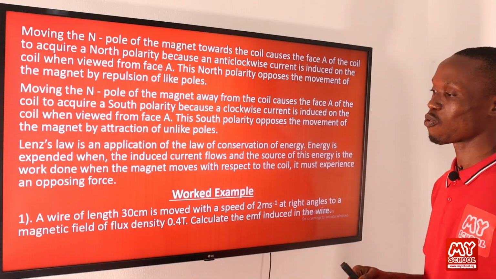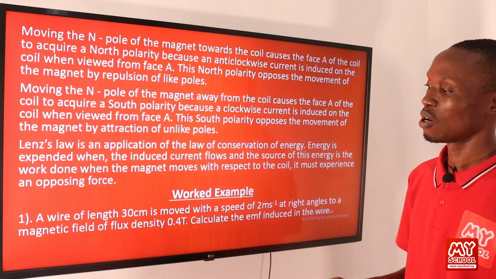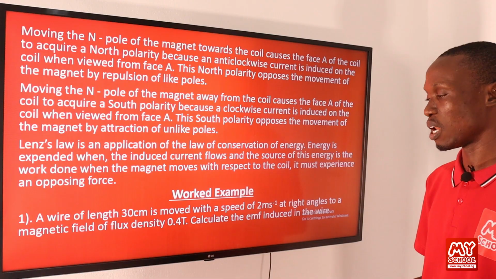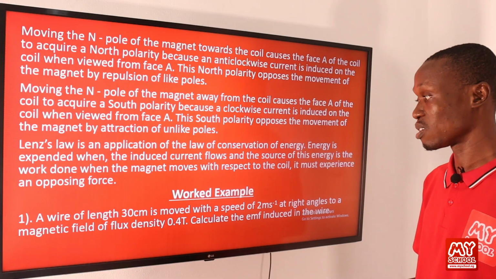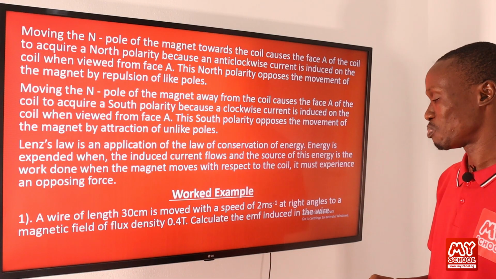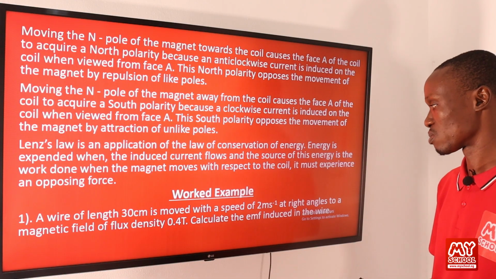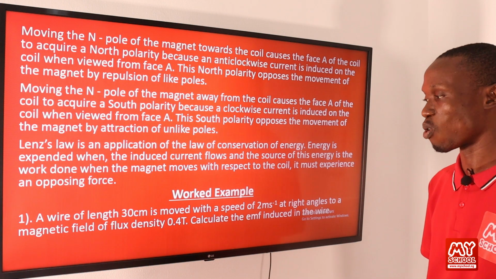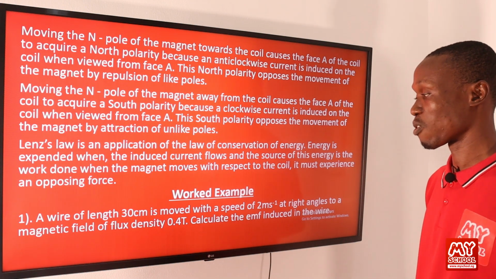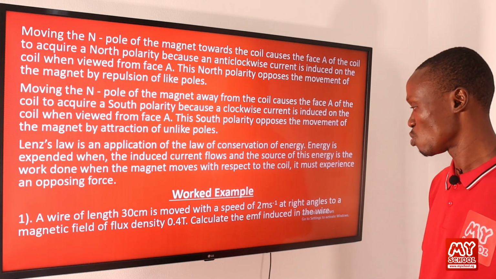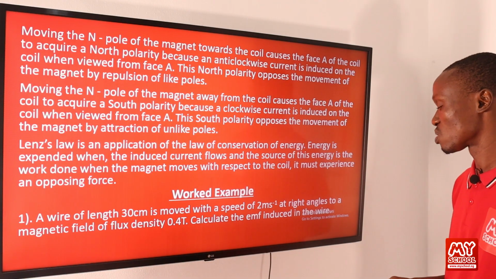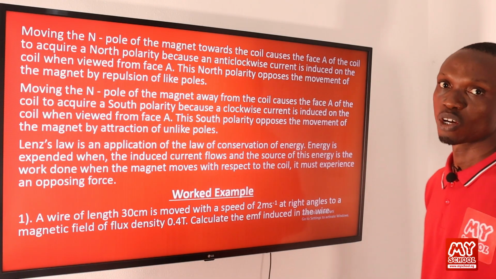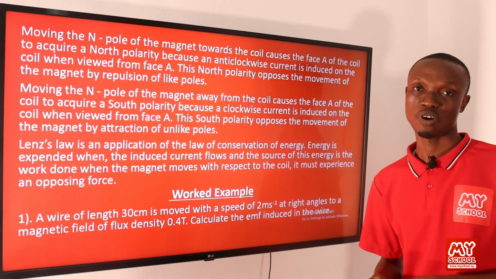So here's an example for us to lay our hands on. A wire of length 30 centimeters is moved with a speed of 2 meters per second at right angles to a magnetic field of flux density 0.4 tesla. Calculate the EMF induced in the wire. So let's move over to the board to provide the answer to this question.